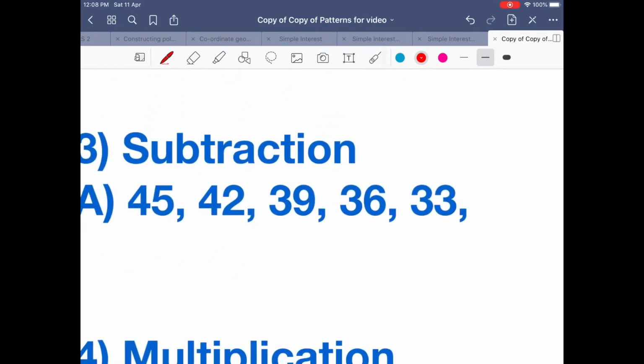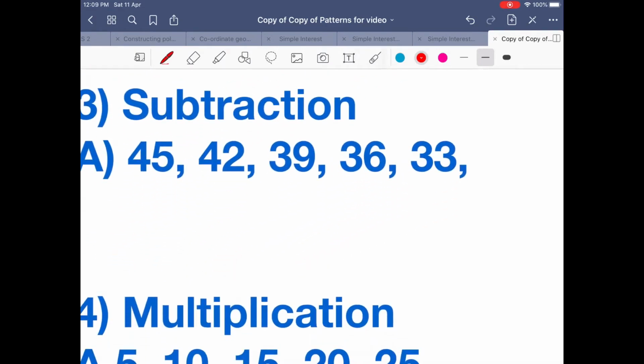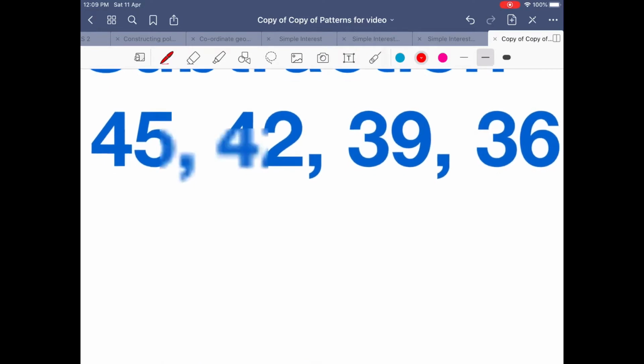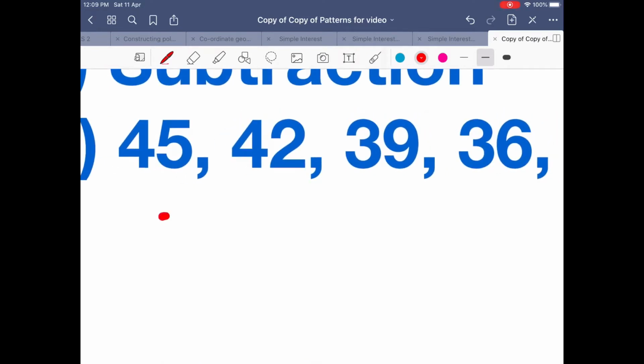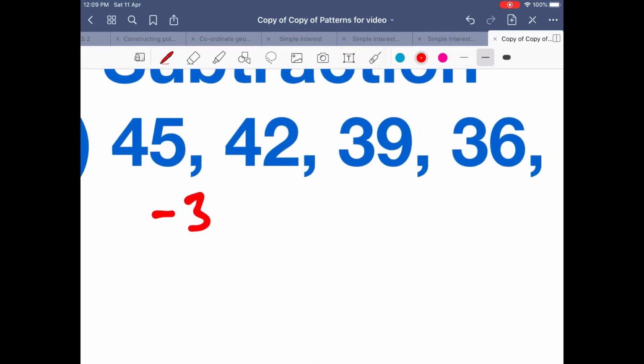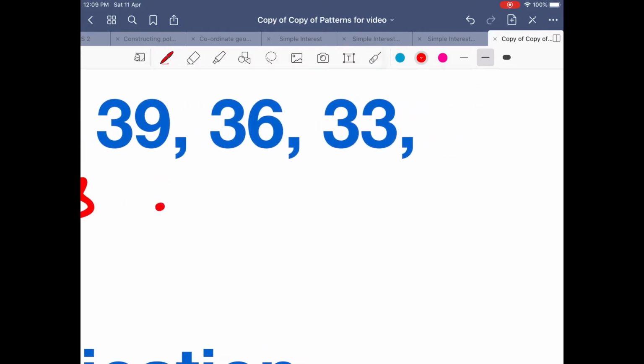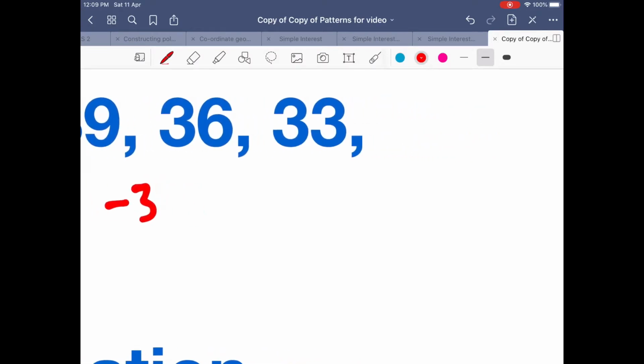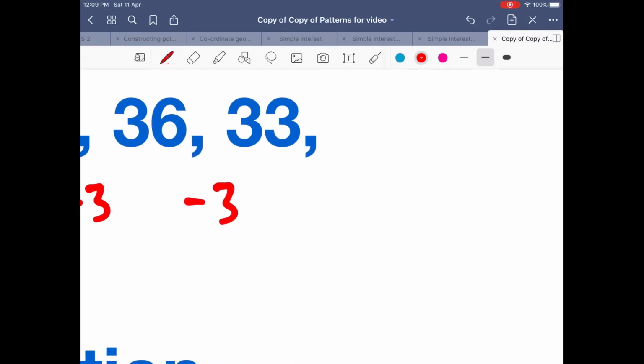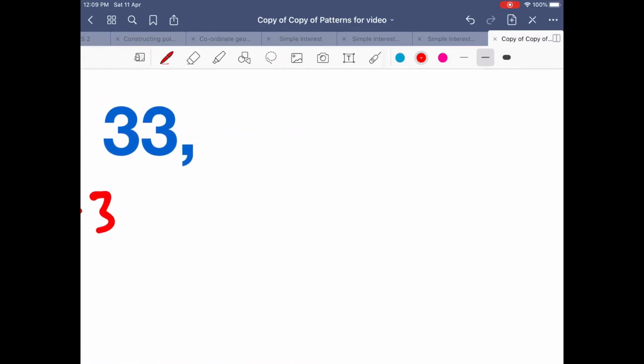Next we have subtraction. So if we go from 45 to 42, it means we are decreasing by 3, or we are minusing 3 to get 42. 42 take away 3 will give us 39. 39 take away 3 will give us 36. 36 take away 3 will give us 33. And 33 take away 3 will give us 30.